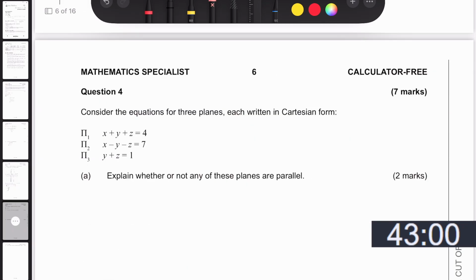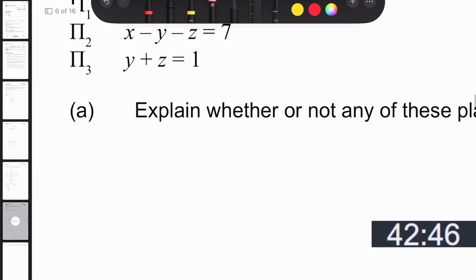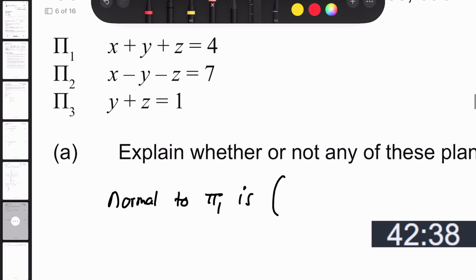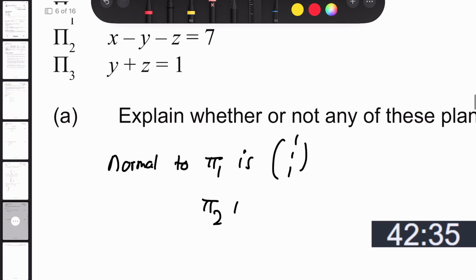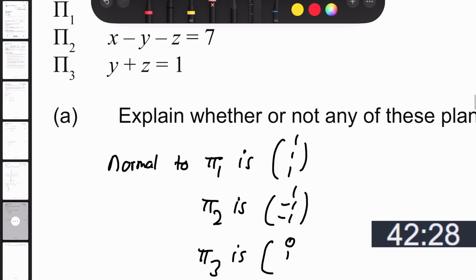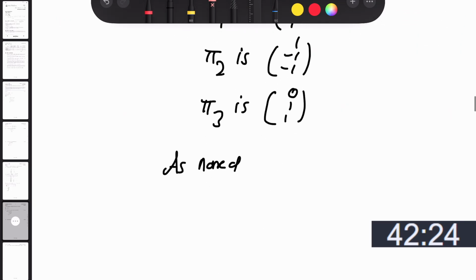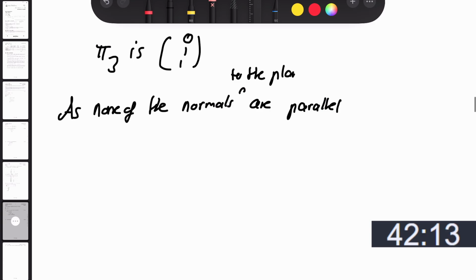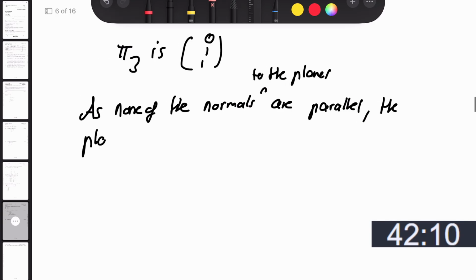Alright. Consider the equations. Explain whether or not any of these planes are parallel. So we'll just talk about the normals to each of these planes. The normal to plane 1 is 1, 1, 1. Plane 2 is 1, -1, -1. And then plane 3 is 0, 1, 1. As none of the normals are parallel, the planes themselves are not parallel.